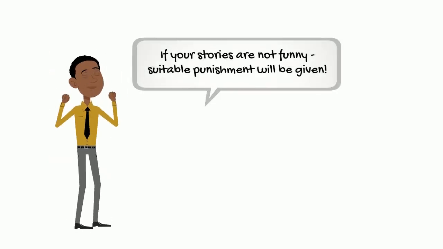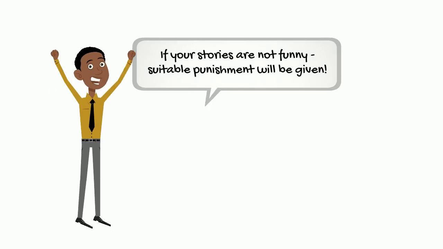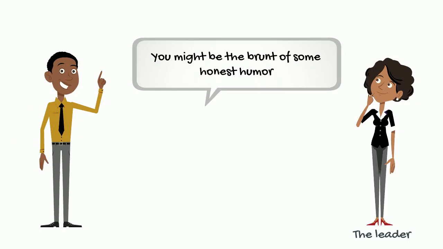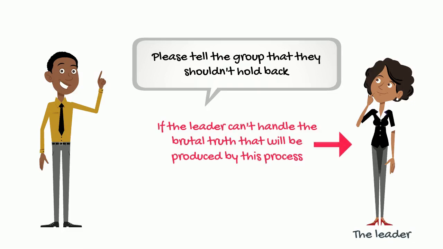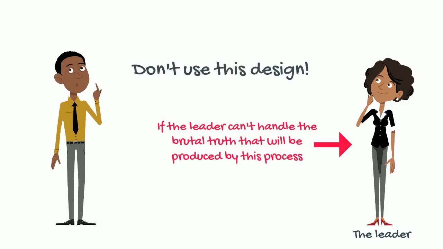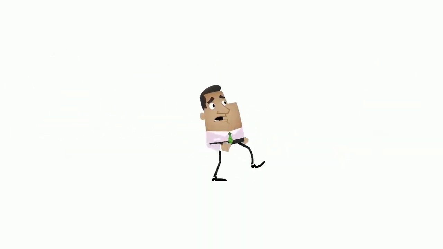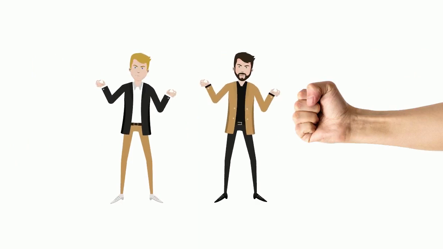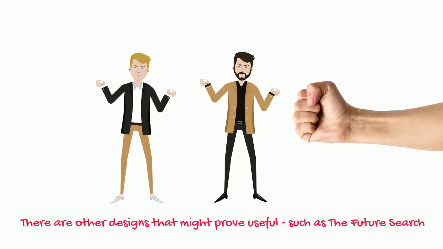Encourage them to explore humour in their stories. And before the session, you may want to let the leader know that they might be the brunt of some honest humour, and how they handle it will be very important. You could also encourage the leader to tell the group that the group shouldn't hold back. If the leader can't handle the brutal truth that will be produced by this process, then don't use this design. Or, if the organisation is in the midst of a crisis and there is hostility, anger, and open antagonism, there are other designs that might prove useful, such as the future search.